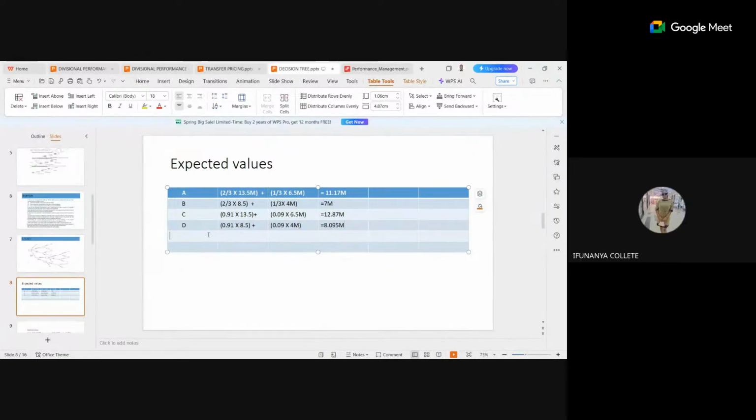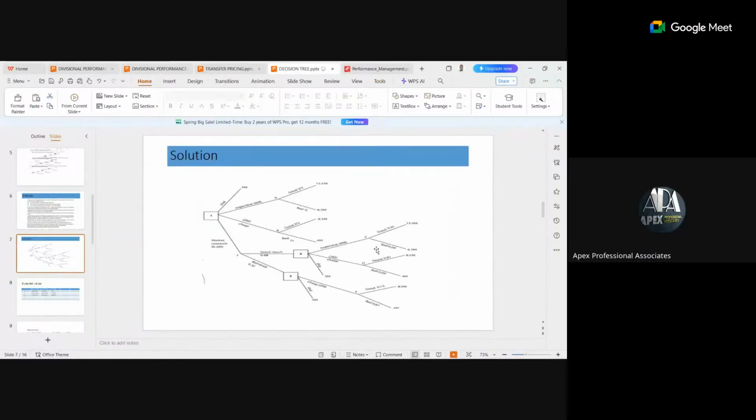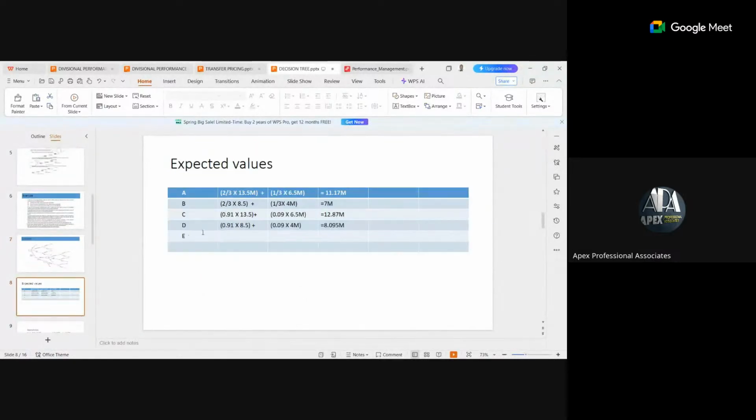At point E, let's see. At point E, 0.13 against what? 0.87. 0.13 against 0.87.